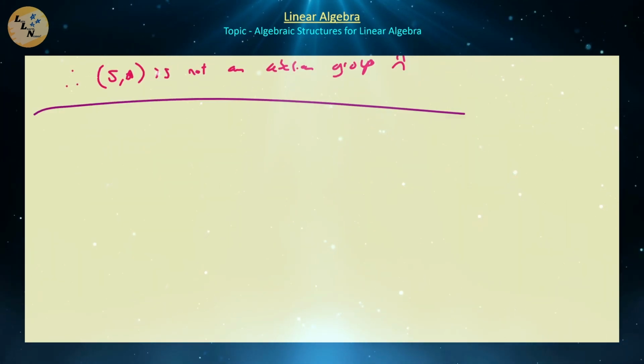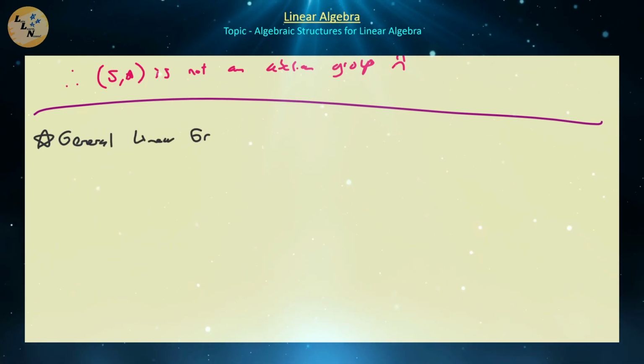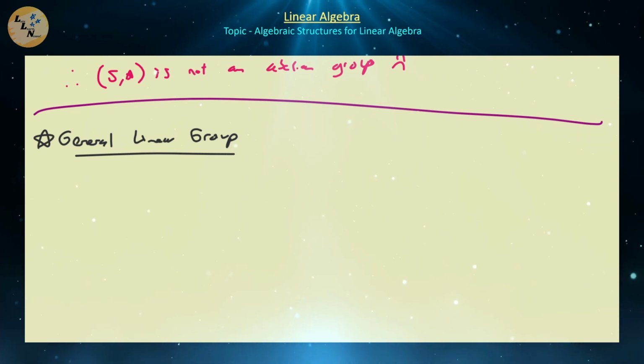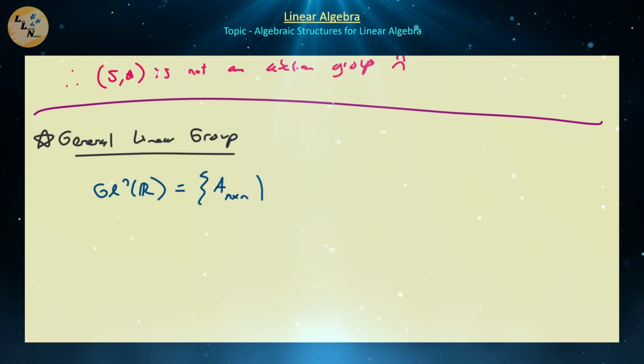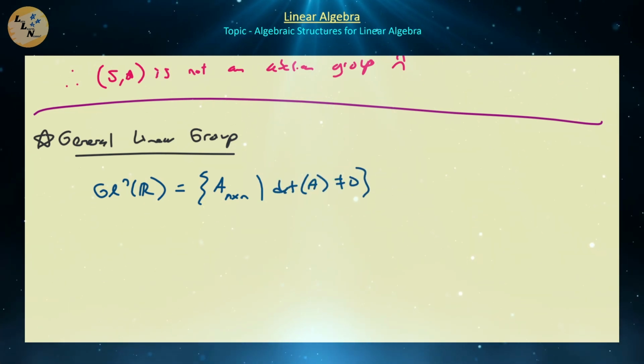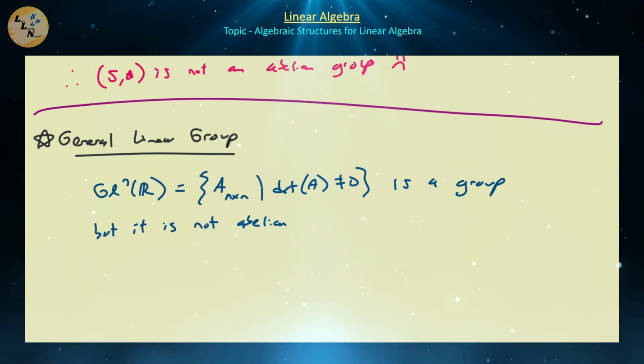What I want to do now is introduce some very important sets that you probably are already familiar with. The first set is called the general linear group. Some people will abbreviate this as GL_n(R). And this is the set of all n by n matrices that are invertible. So one should be able to show in a similar way that this is a group. That's just a generalization of our 2 by 2 set S that we actually showed was a group. But it is not abelian for n greater than or equal to 2.